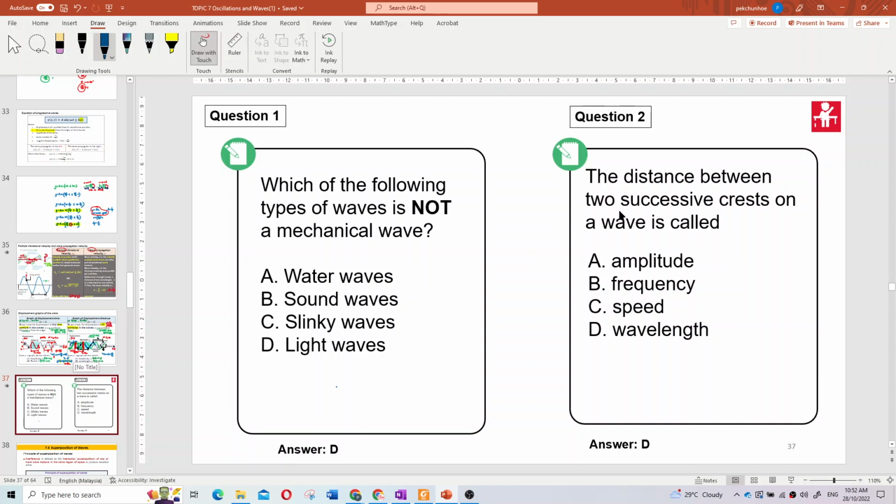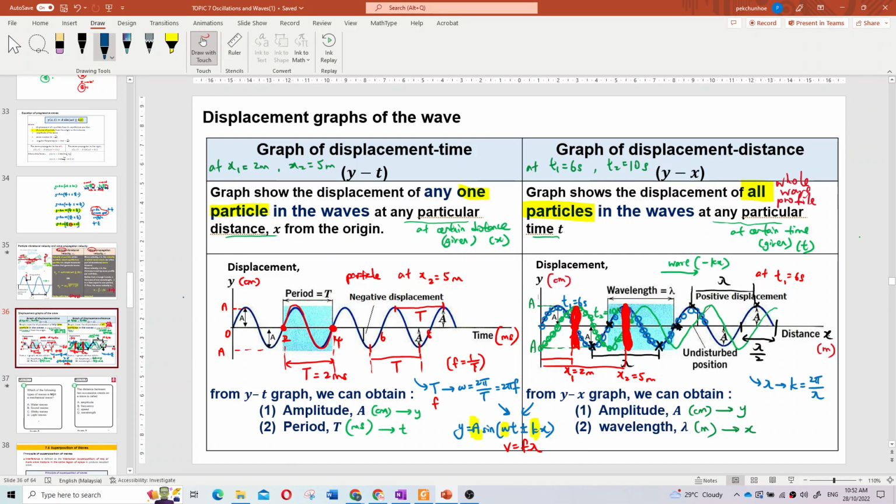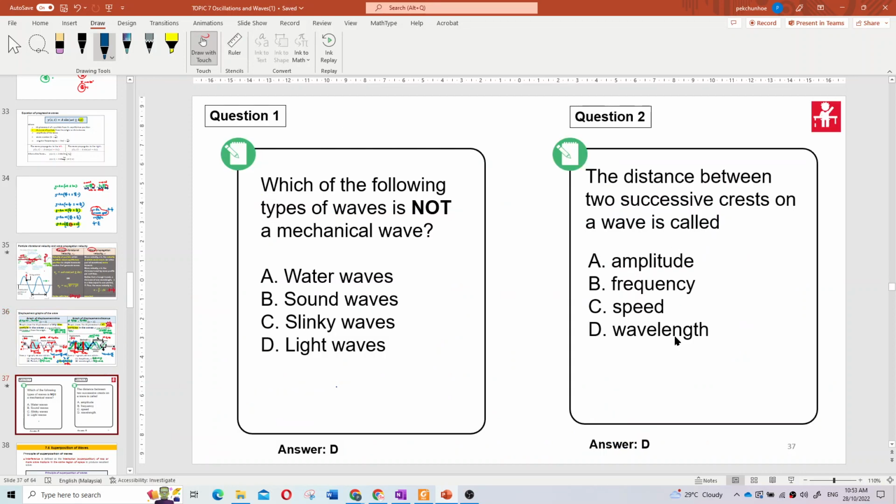Now the distance between two successive crests on the wave is called what? The distance between two crests. Wavelength. Between two crests, between dua puncak, wavelength lah, betul tak? The distance between two crests is the wavelength, lambda. Between two troughs is also the wavelength.